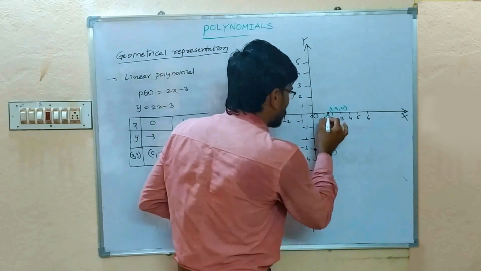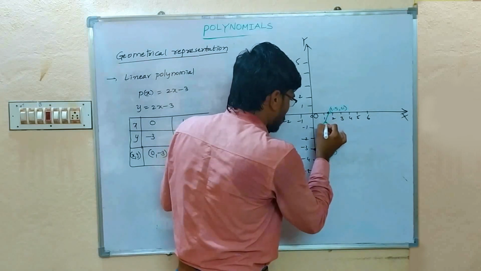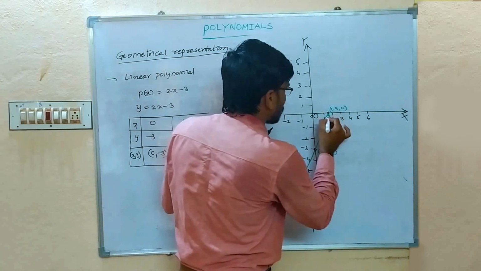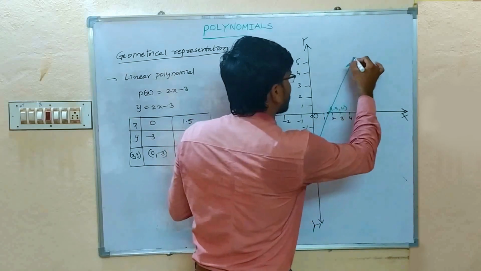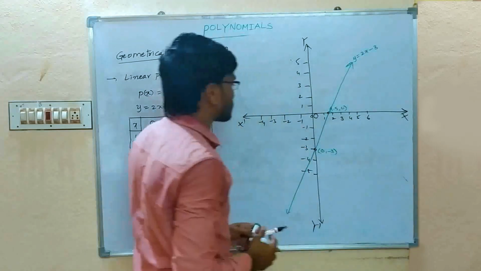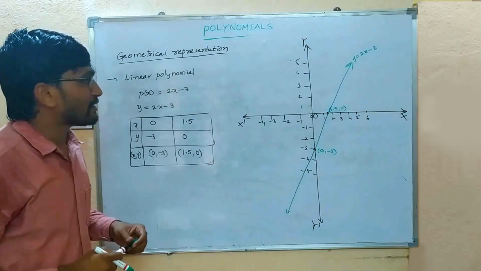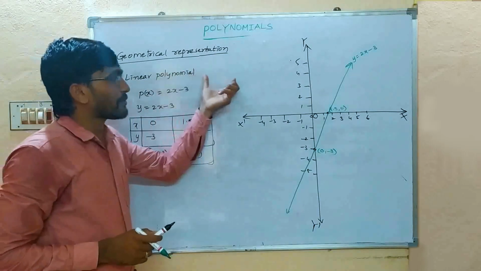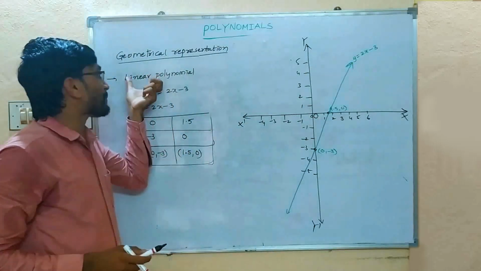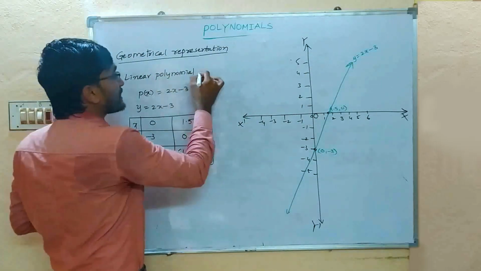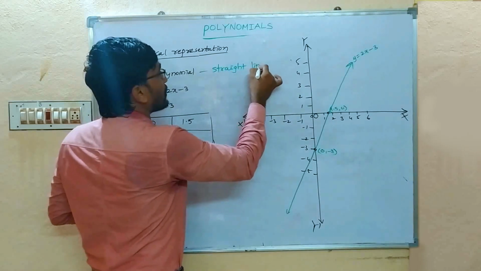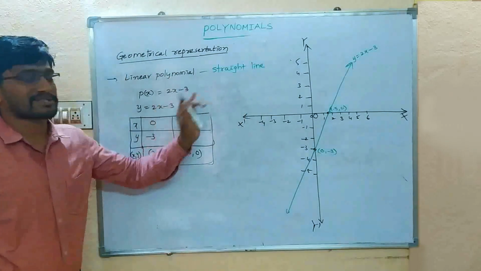Now join the 2 points and extend that. So this is graph of y is equal to 2x minus 3. So what we get? The graph of linear polynomial we got as a straight line. So the geometrical representation of a linear polynomial is a straight line.